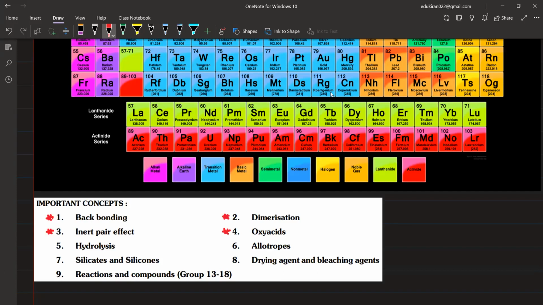In oxy acids, there are some parts which are factual and some parts which are conceptual. We will look at that. Then you have hydrolysis. This is important. There are many reactions for hydrolysis. Then you have allotropes, which is factual. Silicates and silicones, again, this is going to be factual. Drying agent and bleaching agent, this is also factual points.